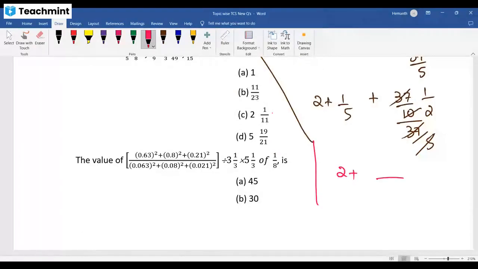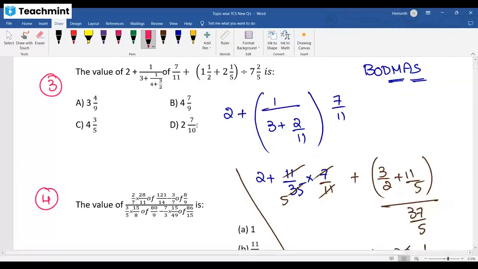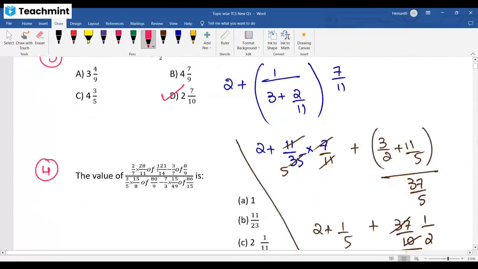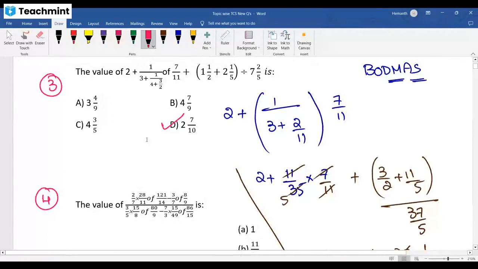It's 2 7 by 10 in mixed fraction, we can say. We have to get in mixed fraction 2 7 by 10. 2 plus half is 2 half. 2 plus 1 by 3 is 2 1 by 3. Simple. Okay, see the simplification, right? It seems very easy at one glance, but while doing an exam is what's important.